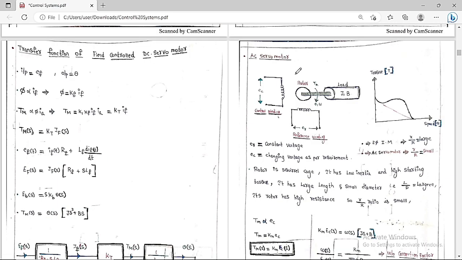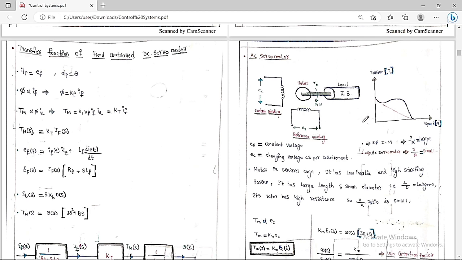We are going to discuss another concept which is called the AC servo motor. Basically, we can see clearly in this picture that there are two windings. One is the control winding and the other is called the reference winding. For the control winding the voltage is EC and for the reference winding the voltage is ER. So EC is the control voltage and here is the reference voltage.